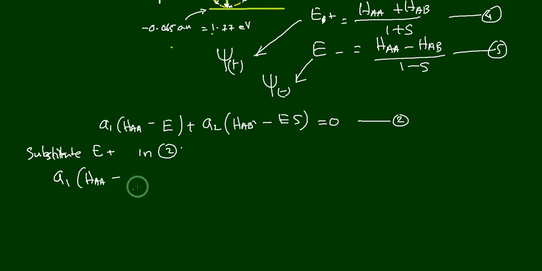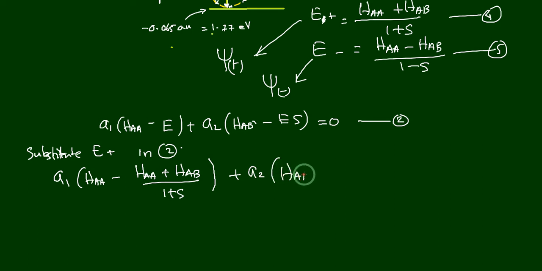So HAA plus HAB divided by 1 plus S, that is E, then plus A2 into HAB minus E into S. In our case, E is E plus, that is HAA plus HAB divided by 1 plus S, into ES, because it is ES. So that is equal to 0.